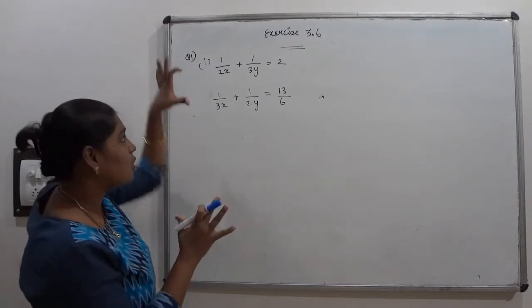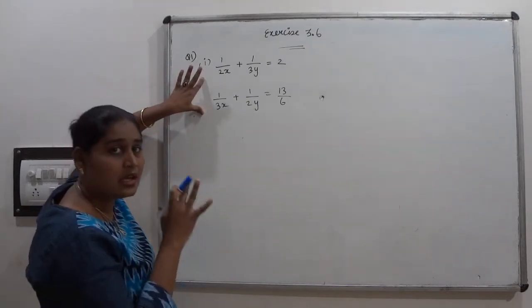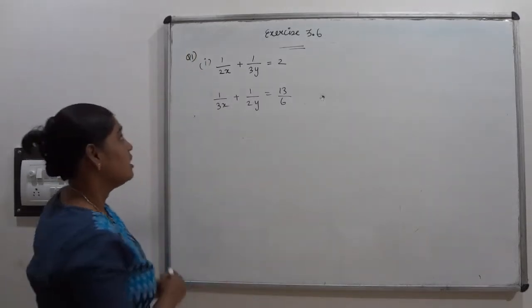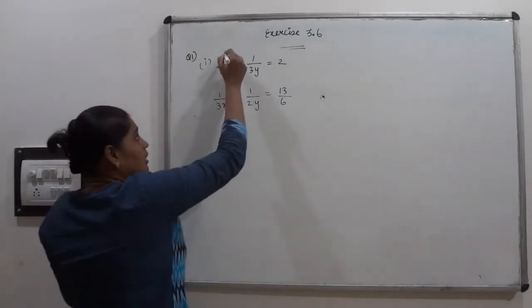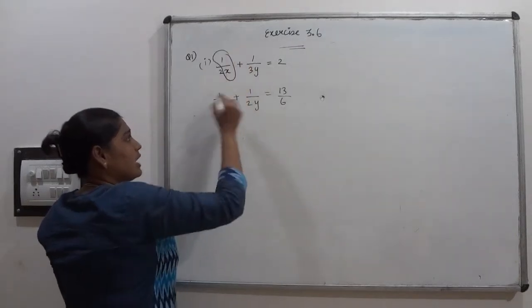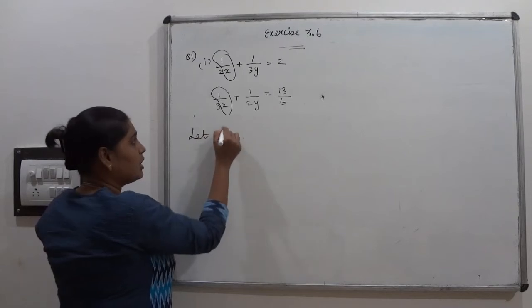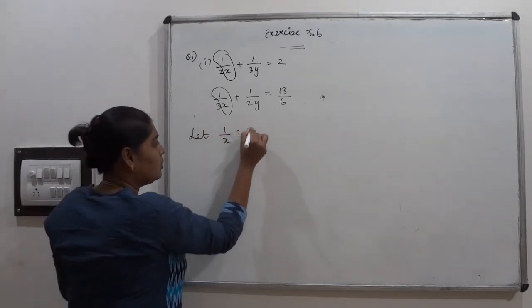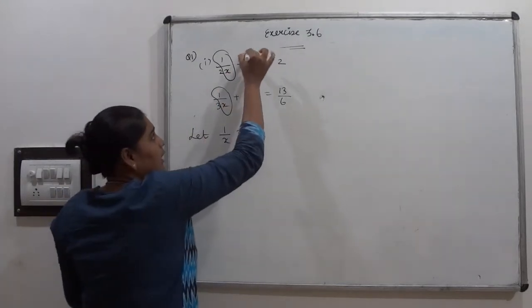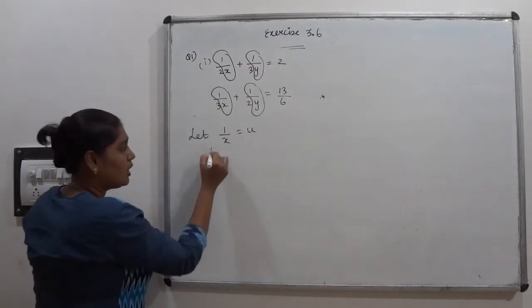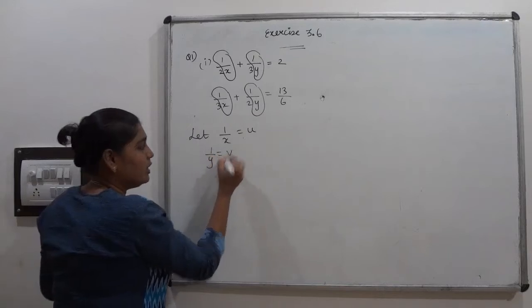First of all, I want to reduce them into linear equation form. Then by any one method we can solve these equations. For that, what am I going to do? Let us see. 1 upon x I have taken as u. Any name you can give. 1 upon x is equal to u. Like that, 1 upon y. In both the equations it is given like that. So 1 upon y I have taken as v.